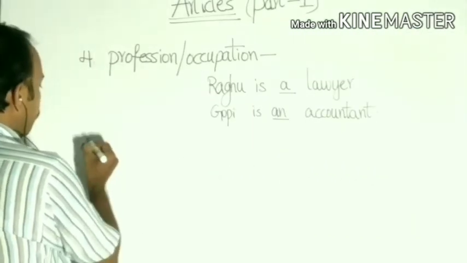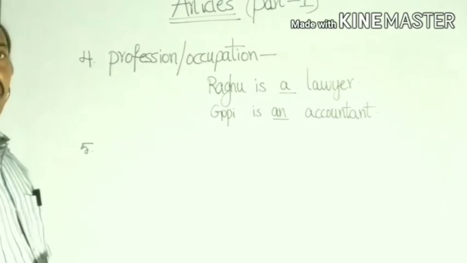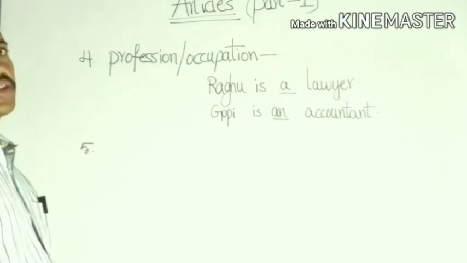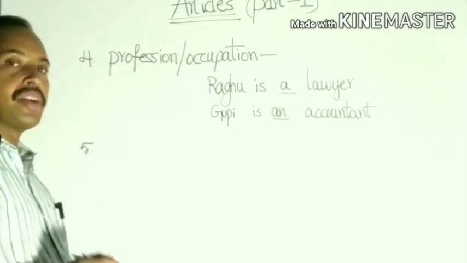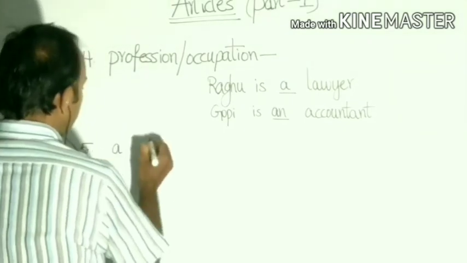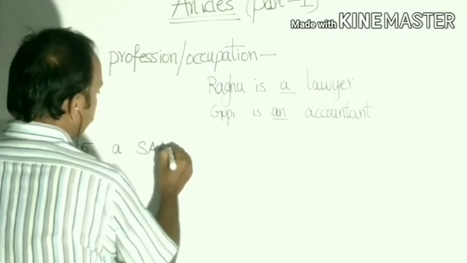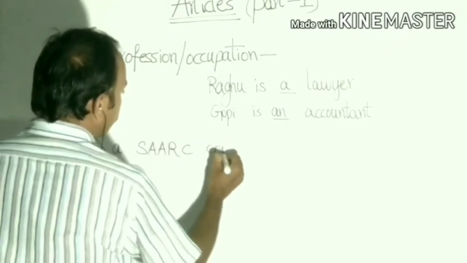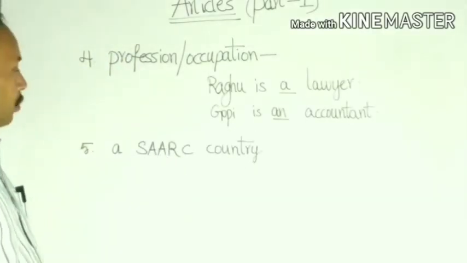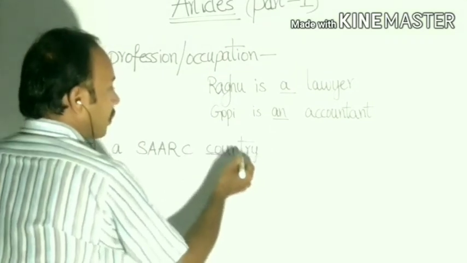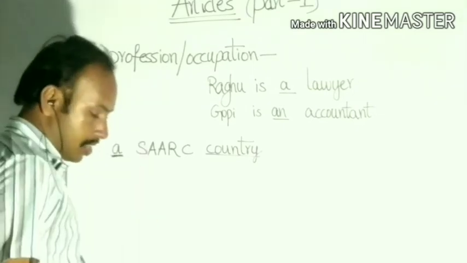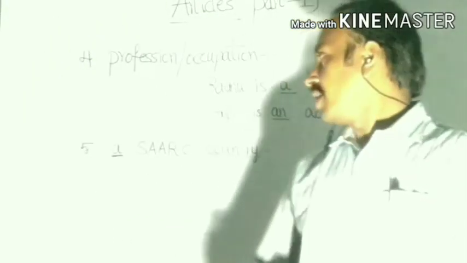A or an before the abbreviations which are read as words, and after those abbreviations you have a singular noun. For example, a SAARC country. It's a SAARC country. Okay, SAARC is an abbreviation, you know. And here is the word country, a singular countable noun. So here a comes. So a SAARC country.